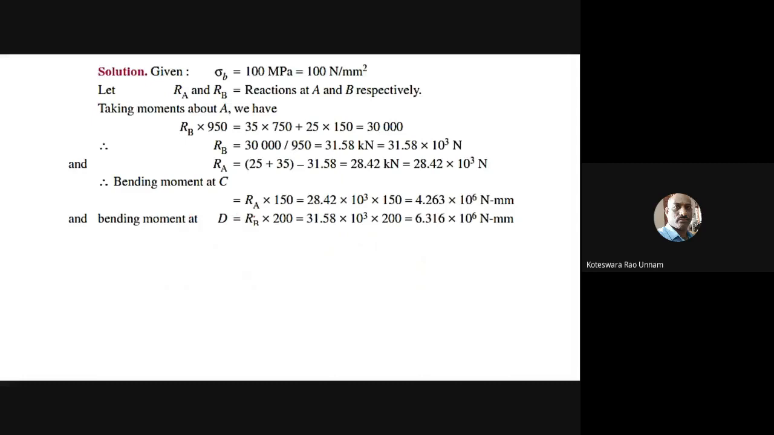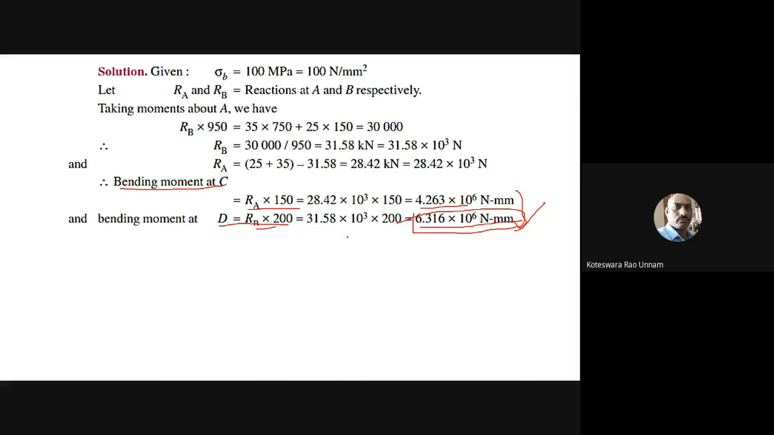Those calculations he has given. First he calculated the bending moment at D, MD, RB into 200, and got this much. Similarly, the bending moment at C is RA into 150, and he got this one. Out of these two, the bending moment at point D is maximum, so you need to choose this as the design criterion for our shaft. With this bending moment, we use the formula M by I is equal to sigma by Y. Sigma he has given as 100 MPa.